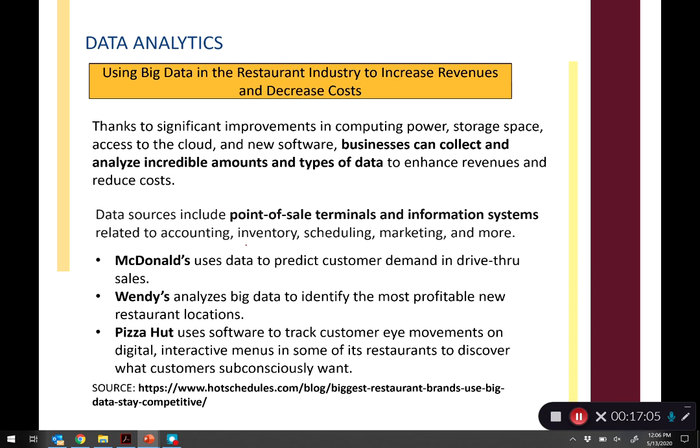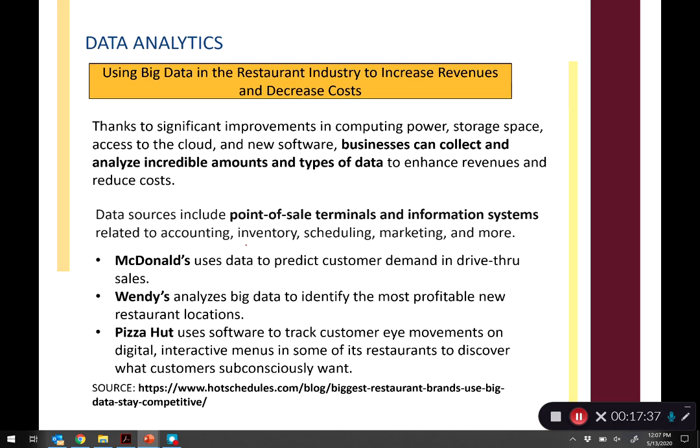McDonald's uses data to predict customer demand in drive-through sales. Wendy's uses big data to identify the most profitable new restaurant locations. Pizza Hut uses software to track customers' eye movements on digital interactive menus in some of its restaurants to discover what customers subconsciously want. So there's all sorts of ways that companies are gathering data about you and then utilizing data analytics to interpret that data and make better business decisions.